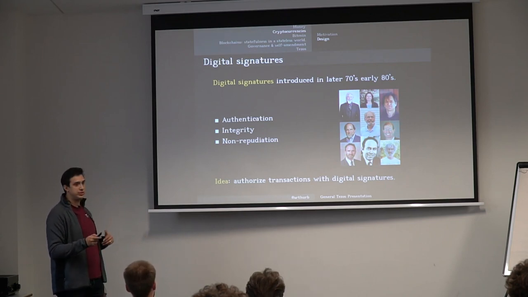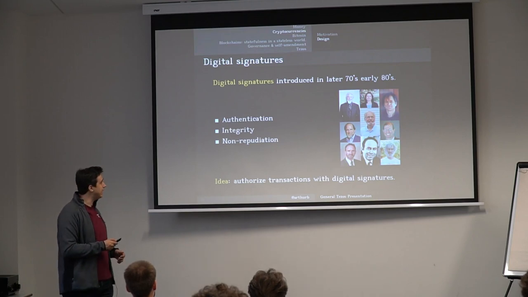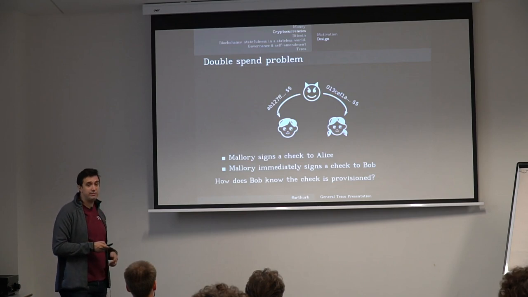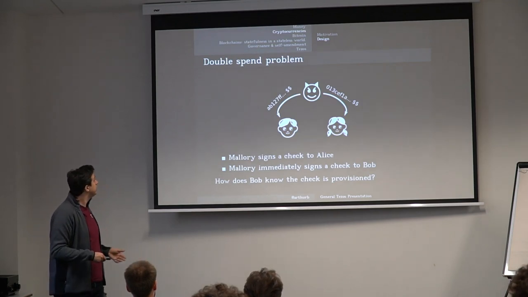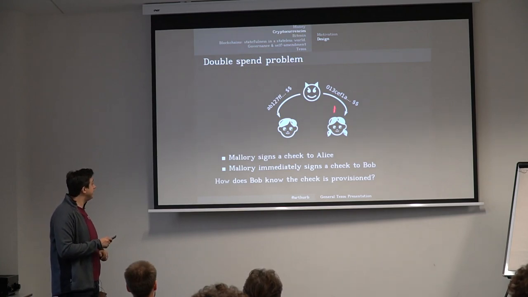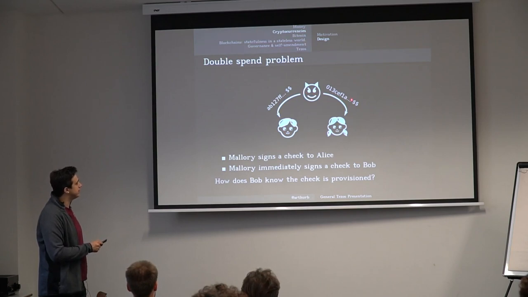And when you have digital signatures, you might think, okay, that's all we need. We can do eCash. Not so fast. The problem you have immediately if you try to design an eCash system with a signature is that you're going to run into the double spend problem. So you have Mallory here, and she's going to sign a check to Alice, and so she sends her signature and says, okay, I'm sending you some cash. Here's a signature. But immediately she also does the same thing to Bob.